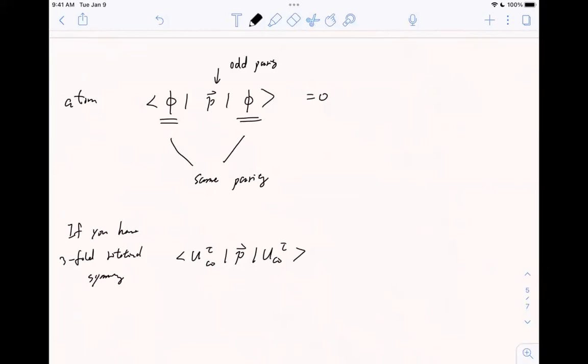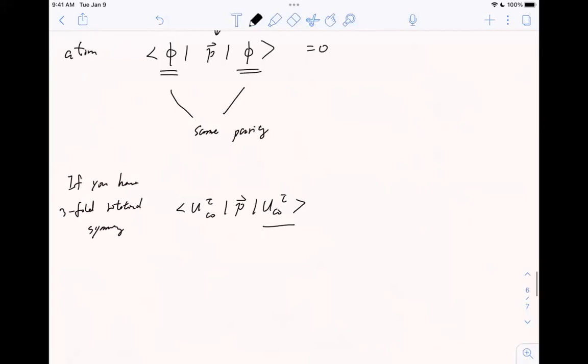So this is 0. Do you understand the argument? Yes, with threefold rotational symmetry, the eigenstate will have 0 permanent dipole. Is that okay?